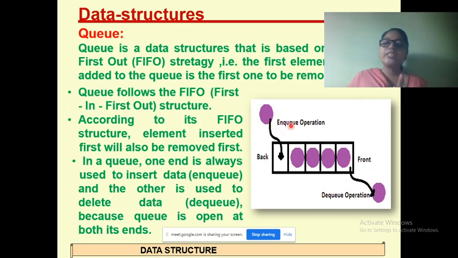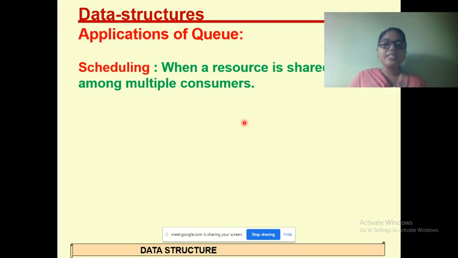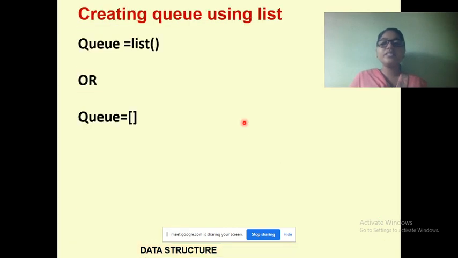And enqueue operations, that is adding new elements in the queue, will be performed at the back end, and dequeue operations, that is removing elements from the queue, will be performed from the front end. So this is what a queue is. So what is the principle of the queue? It is first in, first out.